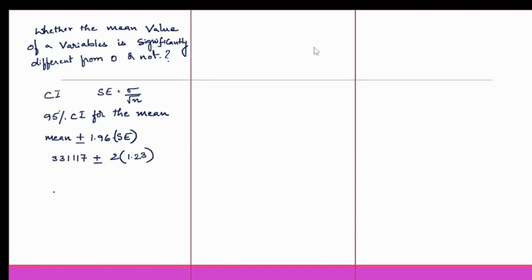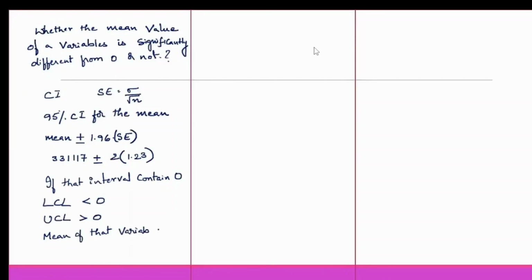If that interval contains 0, which means the lower confidence interval should be less than 0 and the upper confidence interval should be greater than 0, then we say the mean of that particular variable is not significantly different from 0.